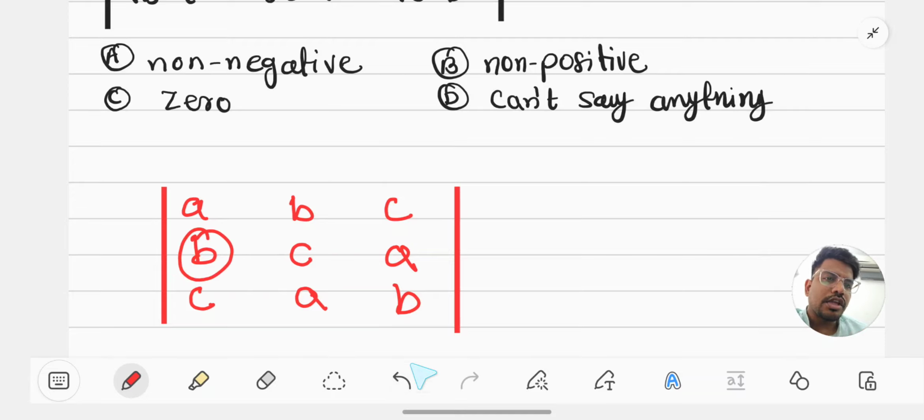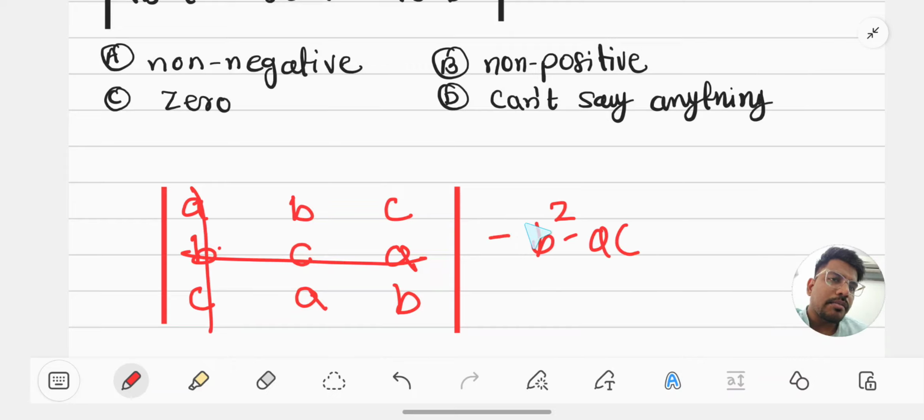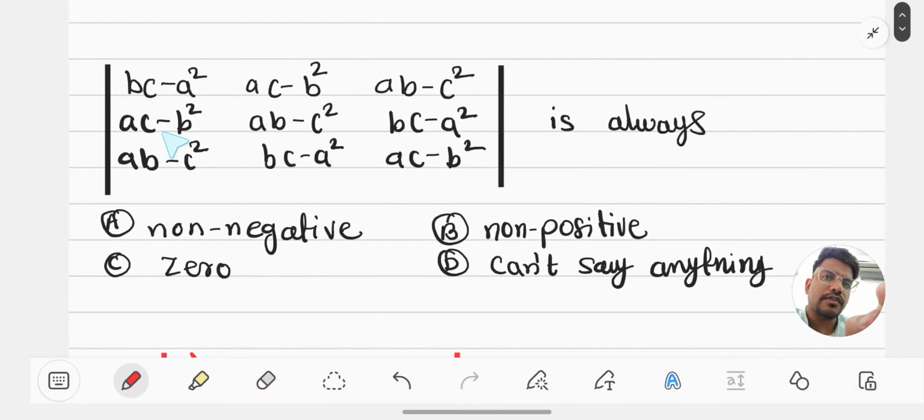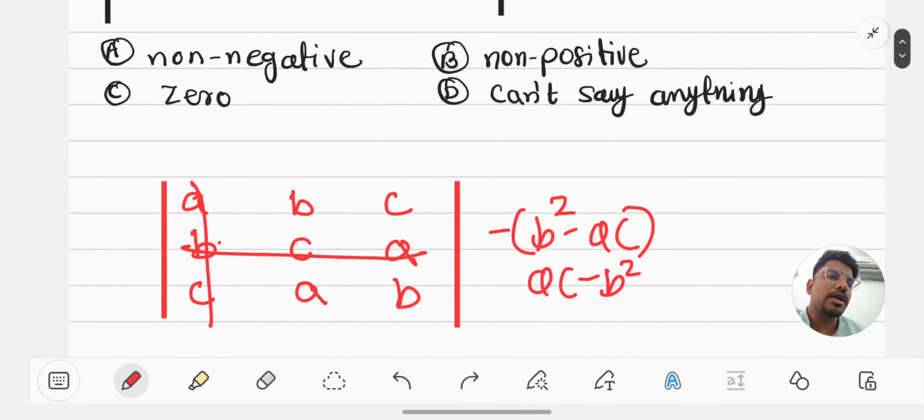For this B, it will be what? Plus minus plus. So it will be minus. So B square minus AC, you need to have a minus. So that will be AC minus B square. Is it available there? Yes, it is there. So that is AC minus B square.